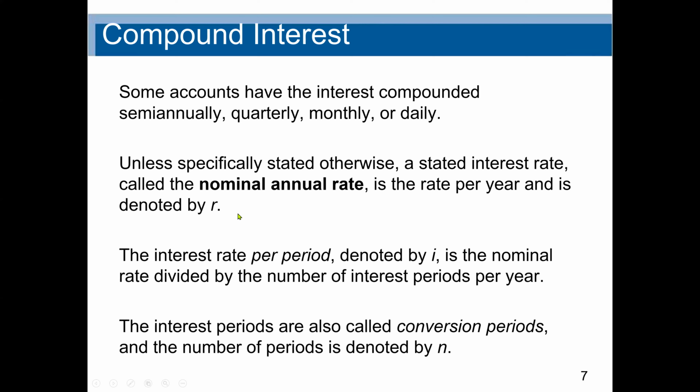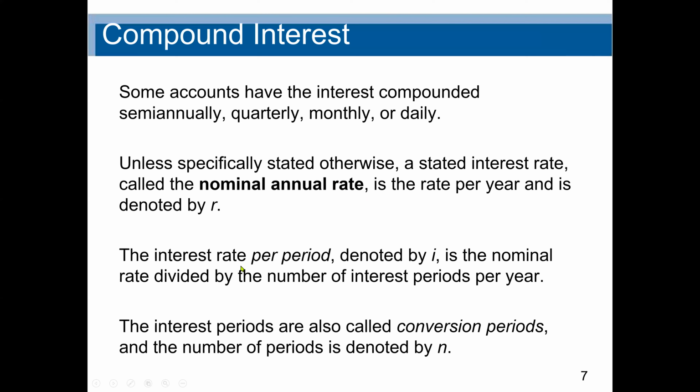So if it's yearly, N is 1. Depends how many years. Quarterly, as we said, 1 quarter. Monthly, how many months do we have in a year? 12 months. Daily, how many days do we have in a year? 365. So it will be 1 over 365. That will give me the interest per day.